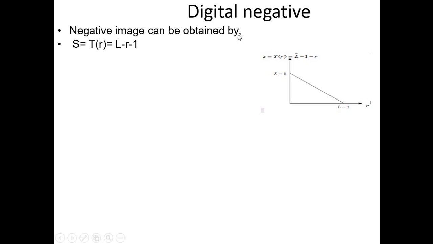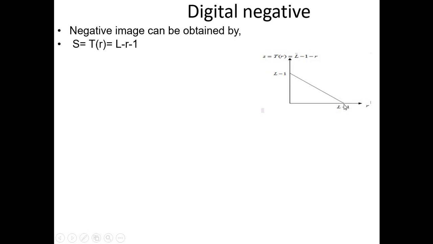Another widely used transformation is the digital negative transformation. The transformation curve you can see here with respect to r. r is the original pixel value, and s is the modified pixel value. So this transformation mathematically can be defined as s is equal to the transformation on r, and it is given as L minus r minus 1. So the realization of this equation is this line on the transformation curve.